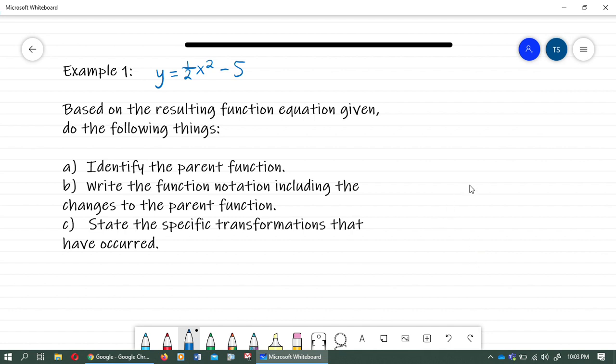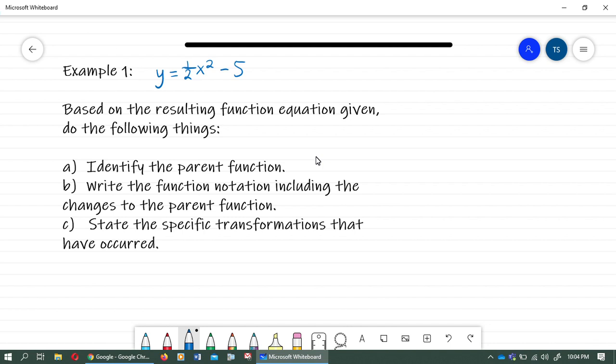Okay, so guys, this here is an example, and for each one of these examples, I'll give you an equation, and this equation is the result after some transformations have happened, and I want you to be able to look at an equation like this and identify what the parent function is. This will help you when you're doing your Delta Math practice assignments too.